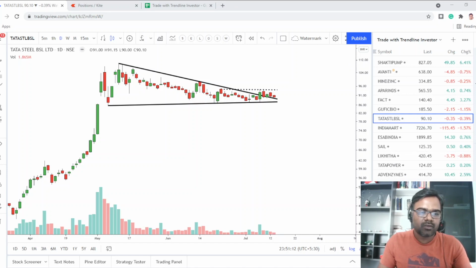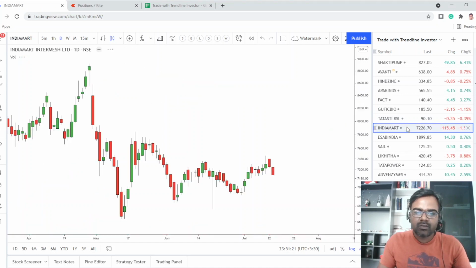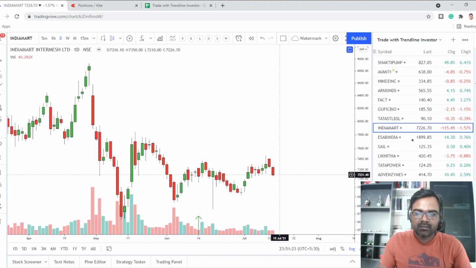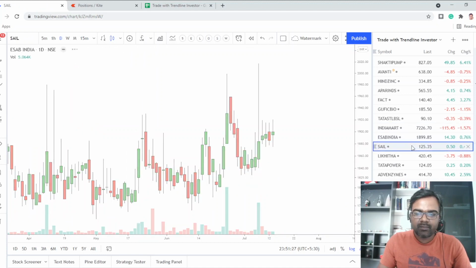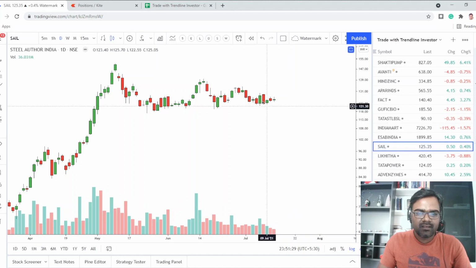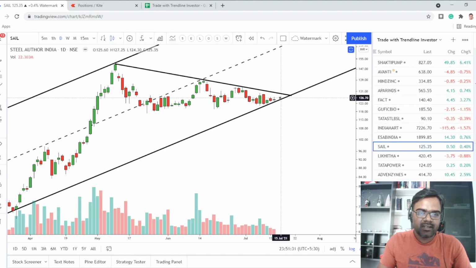So that's the stock view, guys, of the stocks that we are holding, and I've also given you some levels that you can watch out for. Now, just looking at the stocks that we had on watch yesterday. So India Mart is down, nothing much happening there. ESAB is in the same levels, nothing happening there. Sale is again really getting tight. So this is probably going to be a good trade if you haven't taken any trades, and we're going to break out probably in the next couple of days.